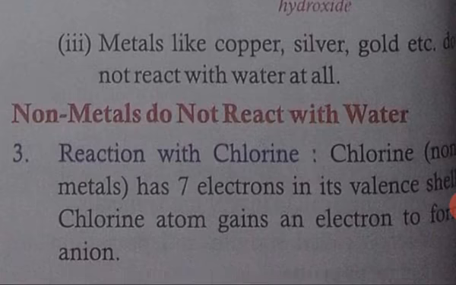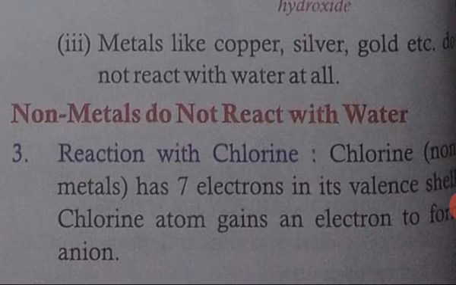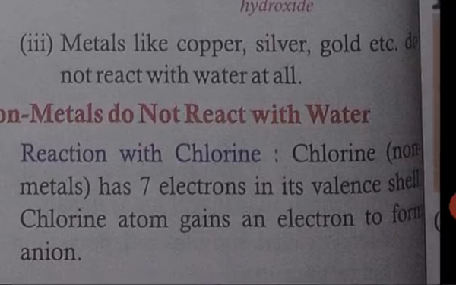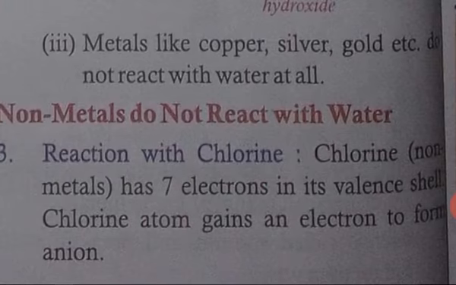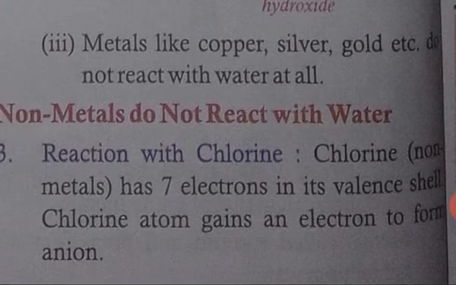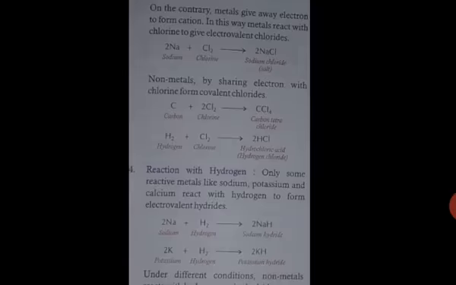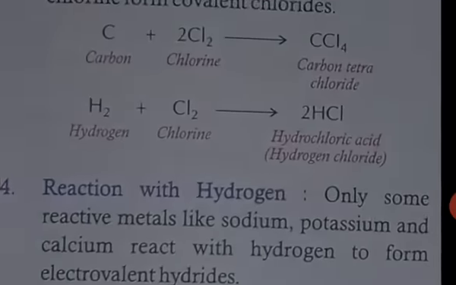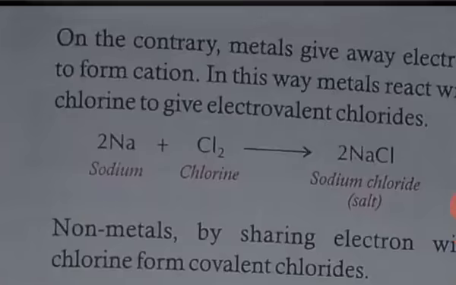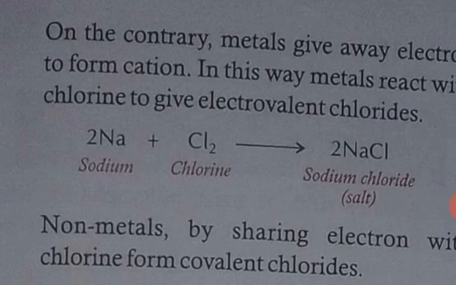Okay, and then reaction with chlorine. Chlorine has 7 electrons in its valence shell. Chlorine atoms gain electron to form anion. Okay, 2Na plus Cl2 is equal to 2NaCl, that is sodium chloride, which is in the form of salt.